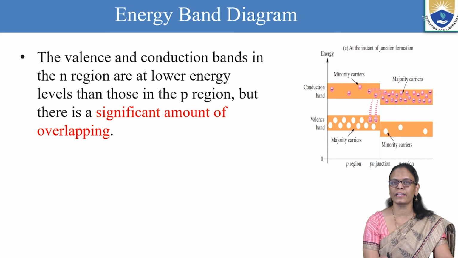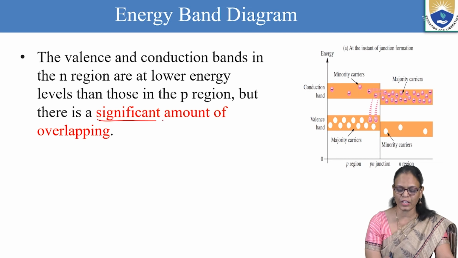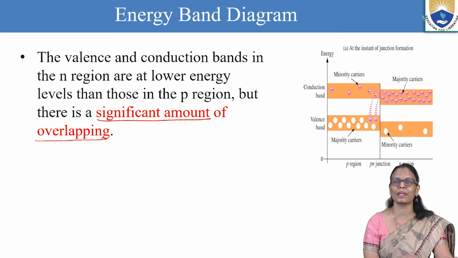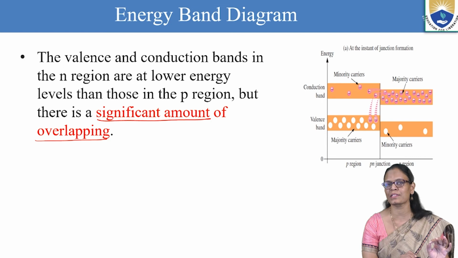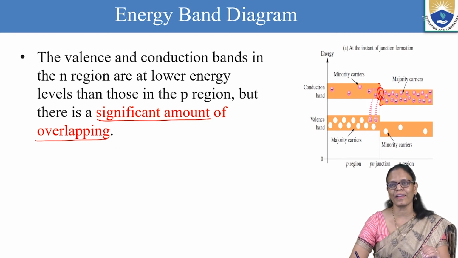So the valence and the conduction bands in the N region are at a lower level than those in the P region, but there is a significant amount of overlapping. This is very significant and plays a very important role. What you need to understand is, if you see this region and this region, there is an overlap of the energy levels of the P and N regions.